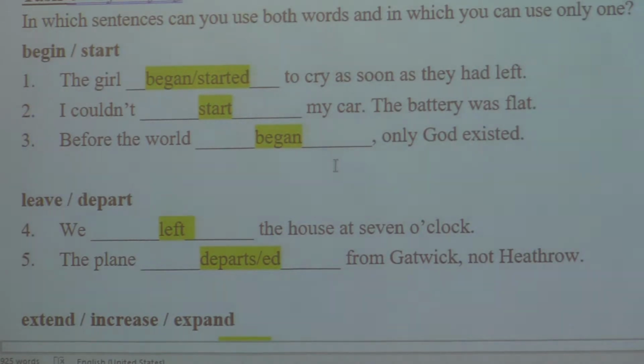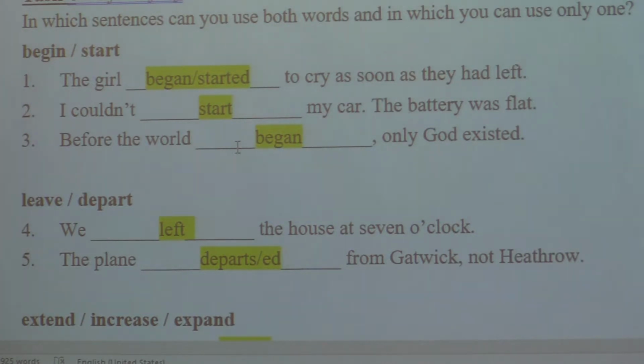Do you know why we can't use "start" here in the third one? Before the word start, why we can't use the word start? You know why? Did you use start? No, you don't use start. You used... okay. Start actually means something will start by itself, like a car.